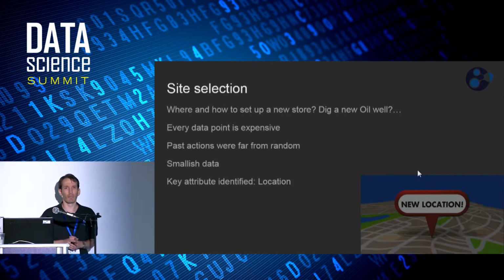We'll take a more complicated example. Let's say we want to build new stores or dig a new well, or any such example where we have very expensive points. We have a handful of examples, maybe a few hundred, maybe a few thousand. Each of them costs millions of dollars. An unconventional oil well will cost $8 to $10 million. A store will cost $500,000.